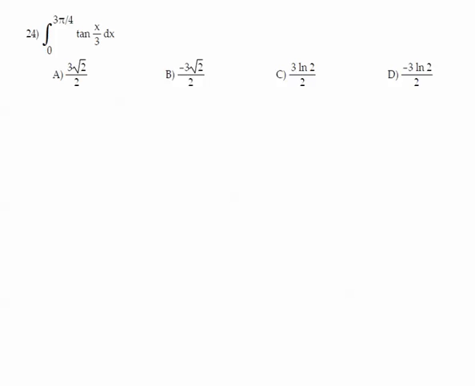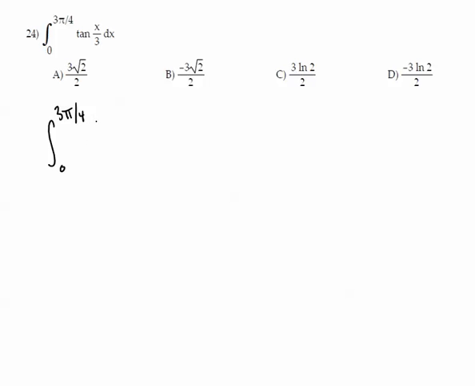Okay, with this problem, number 24, we have a tangent. And for tangent and cotangent, in order to integrate them you're going to have to break them down into their sine and cosine parts. So we start with the integral from 0 to 3 pi over 4.